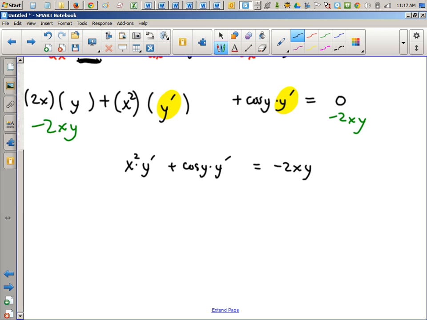Does anyone see a way that we can isolate y prime? That's our goal. Yeah, well, the next best thing, factor out a y prime. Yeah, so we'll divide out a y prime like this.